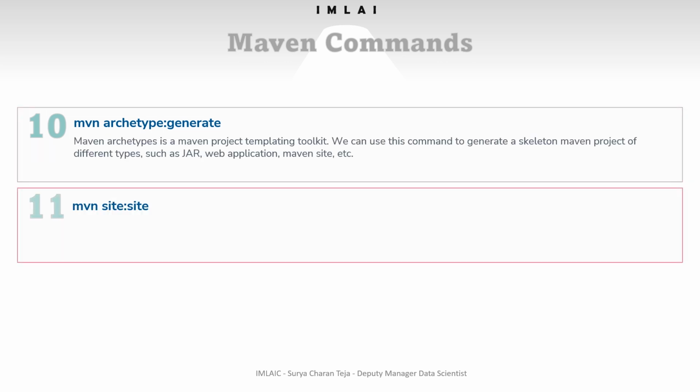Then we have mvn site:site. This command generates a site for the project. You will notice a site directory in the target after executing this command. There will be multiple HTML files inside this site directory that provide information related to this project. That also we'll see.